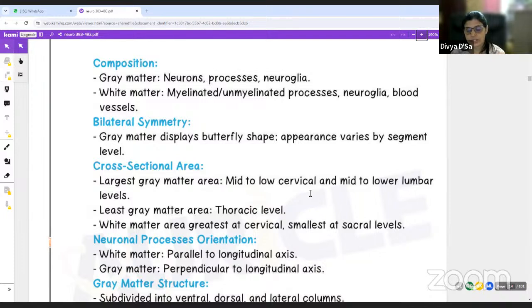So what is the orientation of the neuronal processes? Neuronal processes are basically the axons there. No? So white matter, they are parallel to the longitudinal axis. Gray matter is basically perpendicular to the long axis.